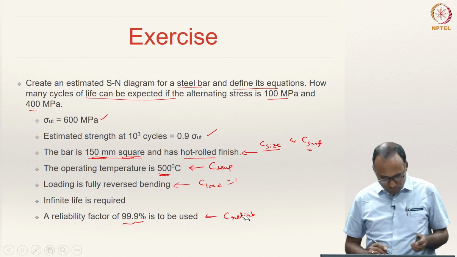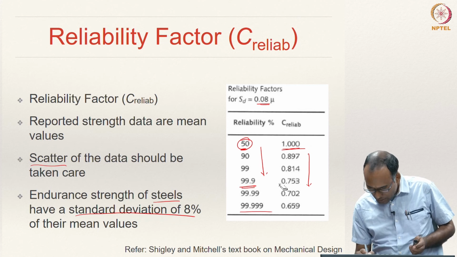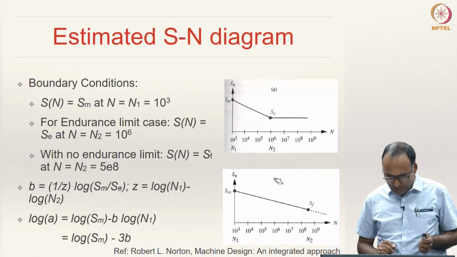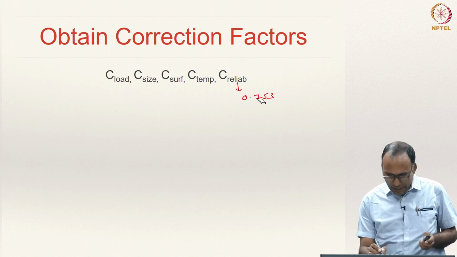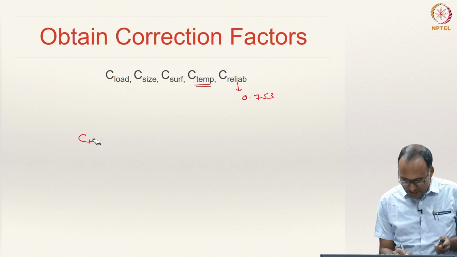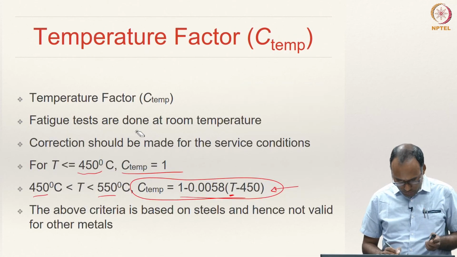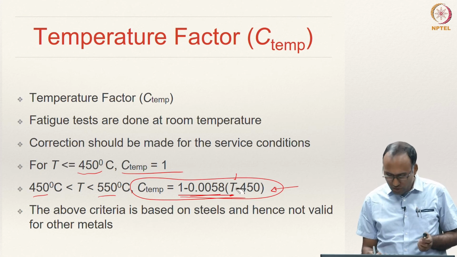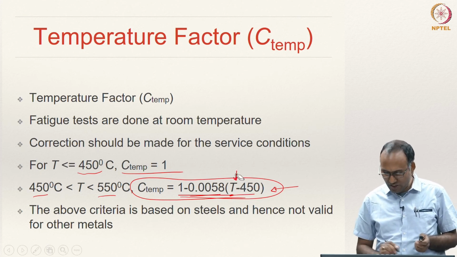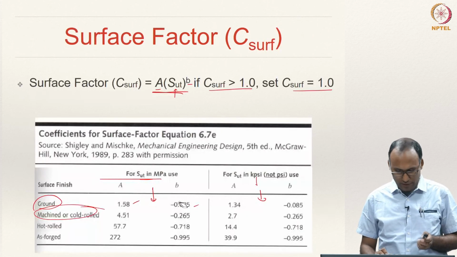So, let us see. For 99.9%, the reliability factor is 0.753. So, we can right away write C reliability is equal to 0.753, and C temp, for 550 degrees Celsius, C temp is equal to 1 minus 0.0058 into the working temperature minus 450, because the operating temperature is 500 degrees Celsius. So, 500 minus 450 is 50, and hence 1 minus 0.0058 into 50.